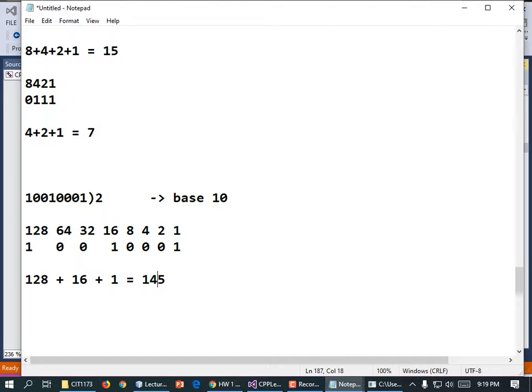1, 0, 0, 1, 0, 0, 0, 1. Like that. And so that's what we have here. That's how you go from base 10 to base 2. And I'm not going to ask you to do that. I want you to know how to do this thing, though. I want you to know how to do those bits.